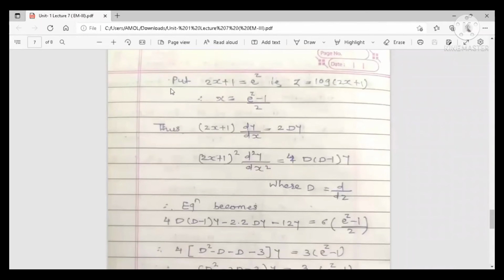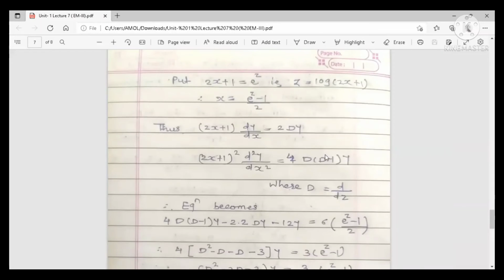Now, how to reduce this differential equation, Legendre's equation, to LDE? Substitution: put 2x plus 1 is equal to e raised to z, so z is equal to log of 2x plus 1. Now you find the value of x from 2x plus 1 is equal to e raised to z. So x is equal to (e raised to z minus 1) by 2.